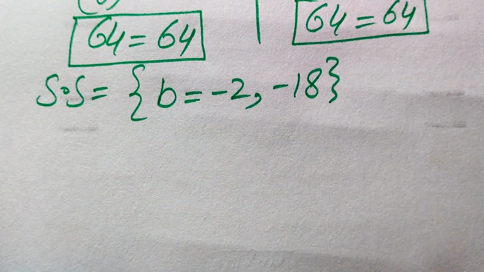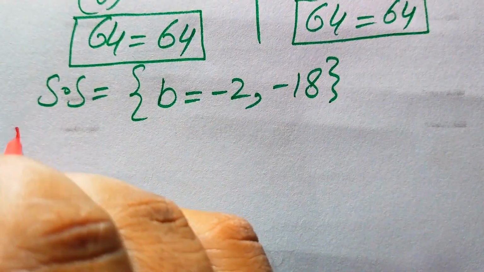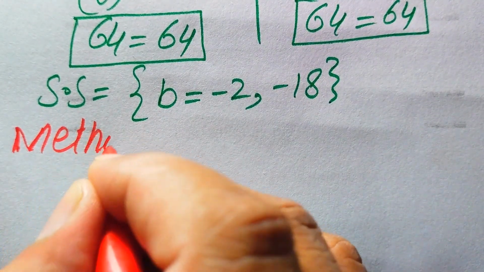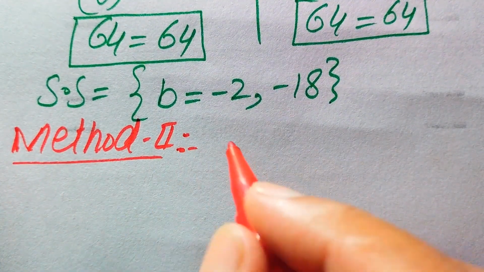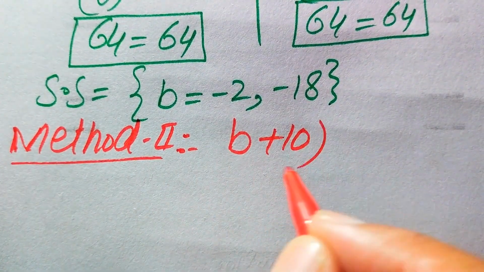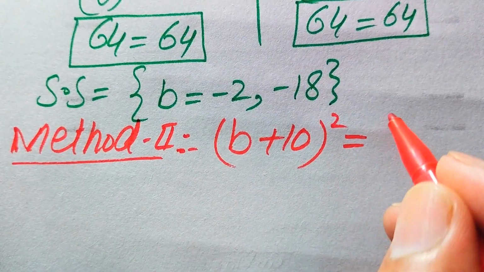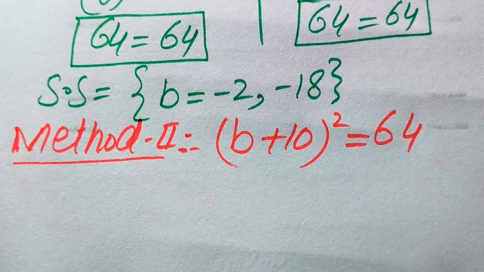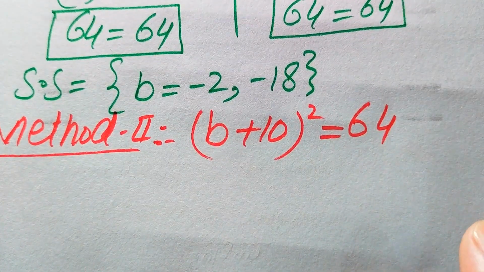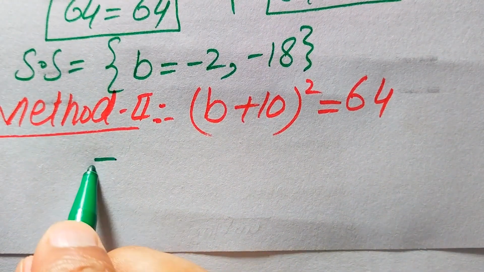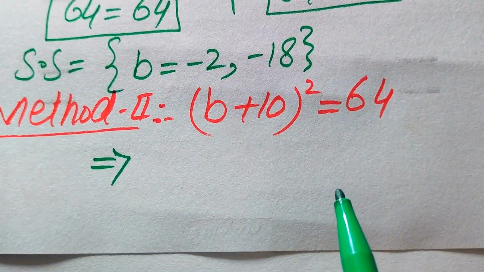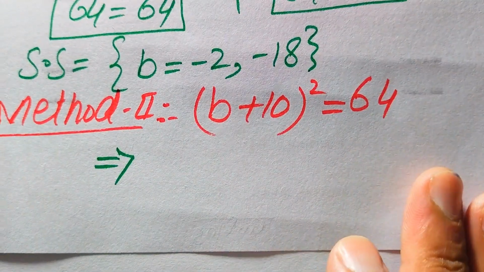And now we again solve this problem with the second method. For the second method, we copy down the given question statement, which is (b + 10)² = 64. The second method is a very straightforward and quick method. Here we quickly determine the solution set of this problem. In the second method, we solve this problem with the help of square roots.